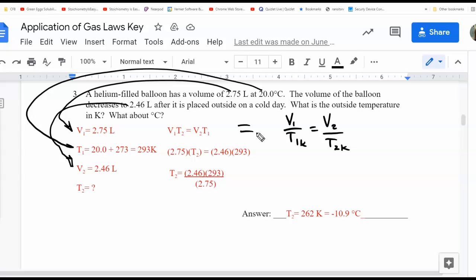So when you calculated, you should have found a Kelvin temperature, but you also had to convert it to Celsius to report not only the Kelvin, but also the Celsius temperature.